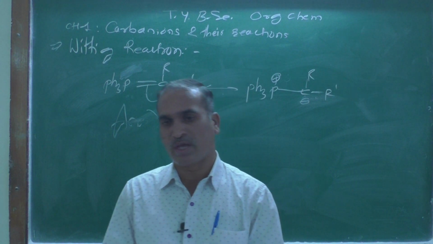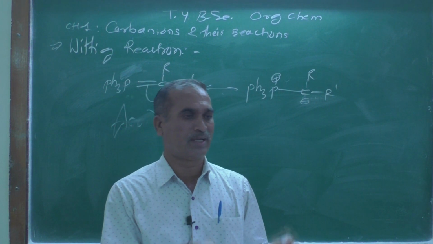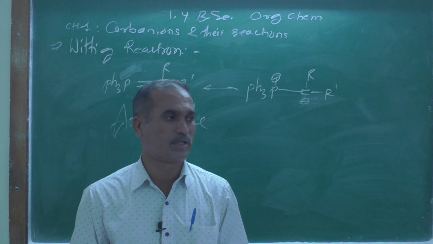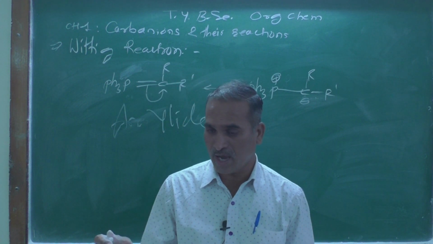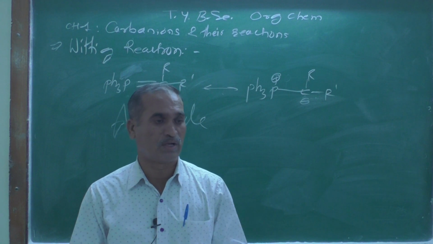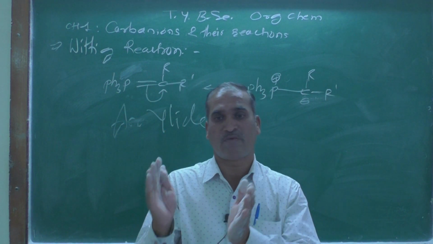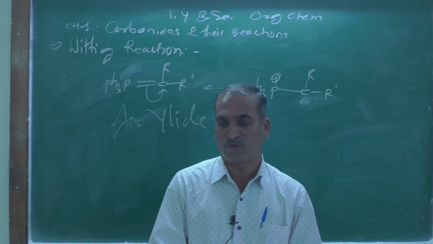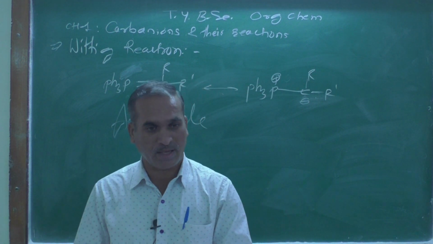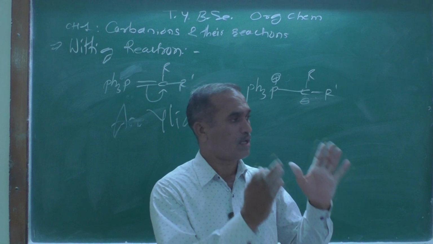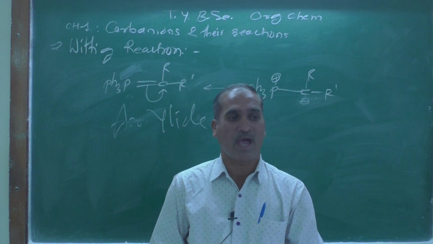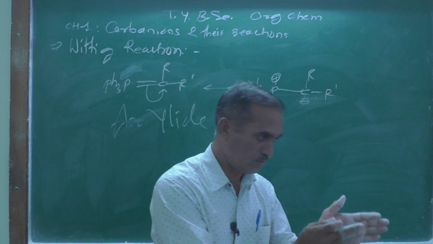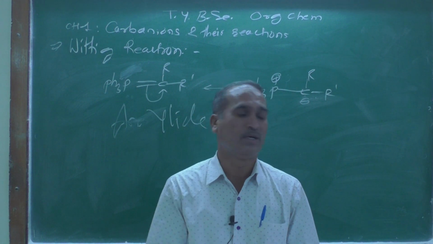What are the things we have seen here? Let us repeat those points. We started this chapter, Carbanion and their reaction. First of all, we have seen the method of generation of carbanion, and after that we have seen stabilization: what are the factors that stabilize the carbanion? And after that we have seen some of the famous name reactions involved in this type of reaction.